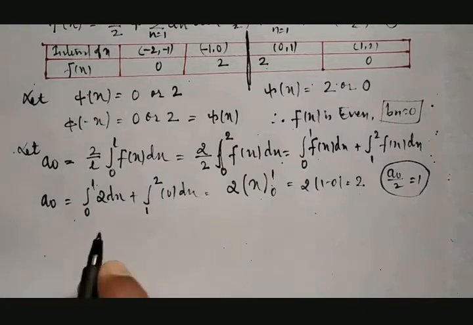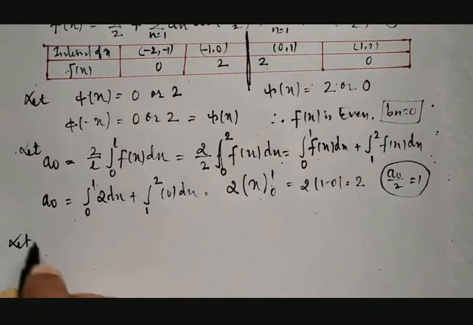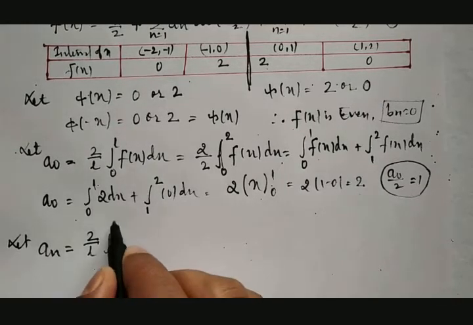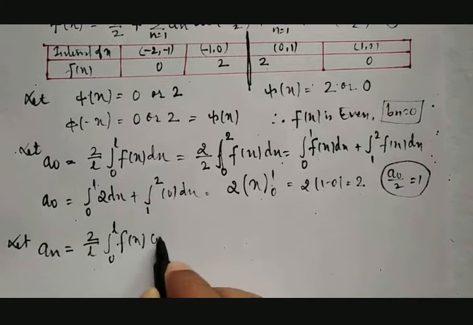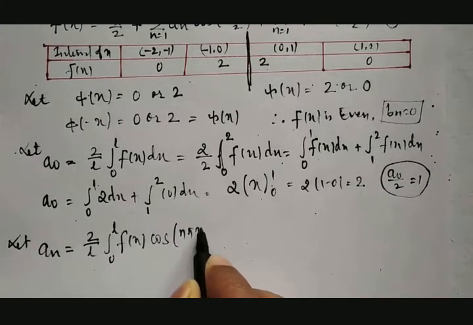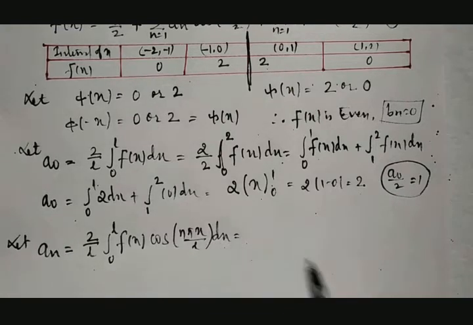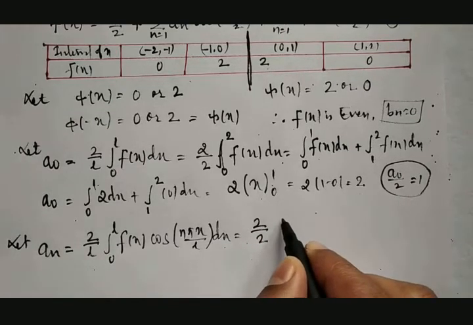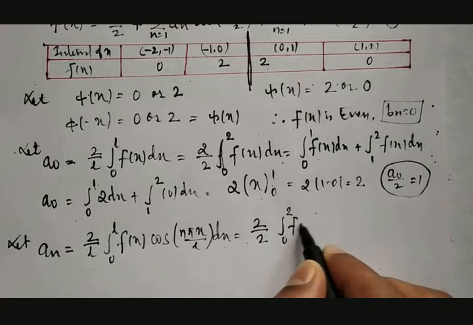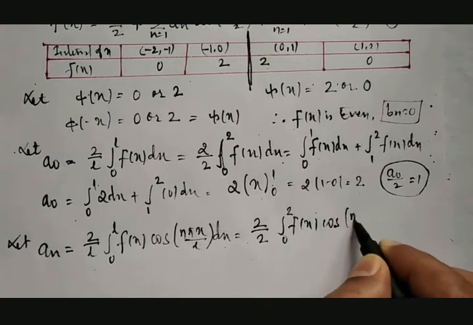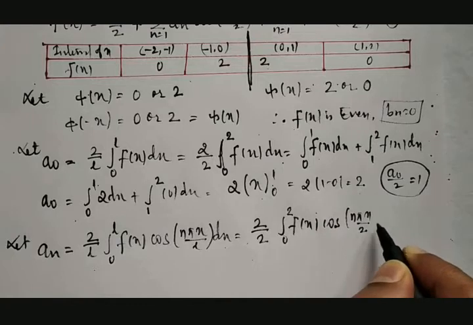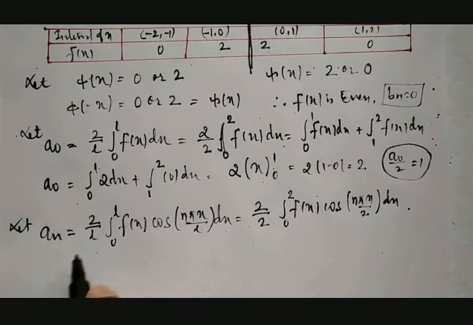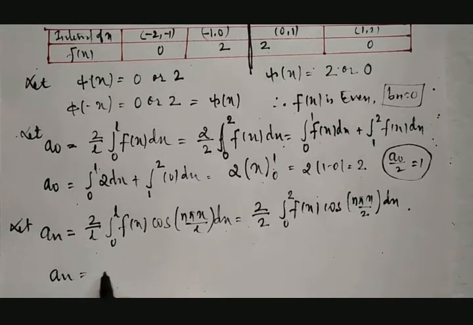Okay, fine. Then An is 2 divided by L, integration between 0 to L, f of x into cos n pi x divided by L with respect to x. Similarly, it is 2 divided by 2, integration between 0 to 2, f of x into cos n pi x by 2 with respect to x. Fine.